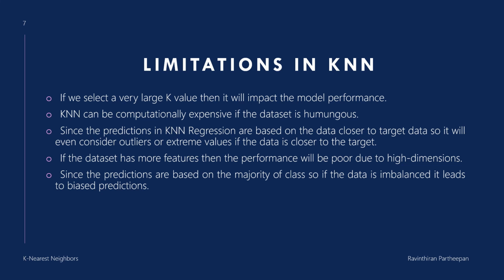Another interesting point, and one of the disadvantages, is that since our data set might have some extreme values or outliers, K-NN could also consider those outliers as a predicted value. If the outlier value is closer to our target, it will even be considered as a predicted value. That's one of the main drawbacks. And also bias.